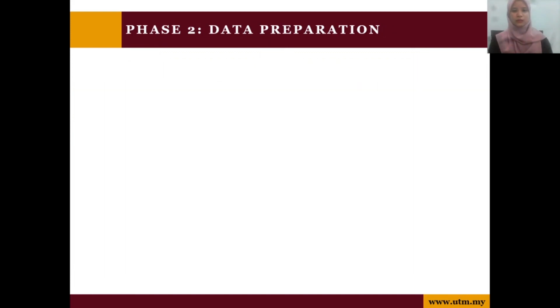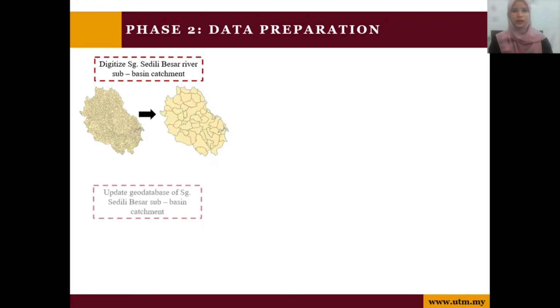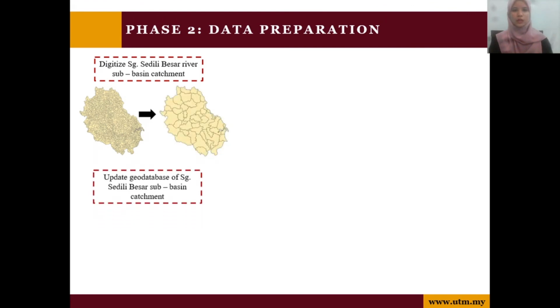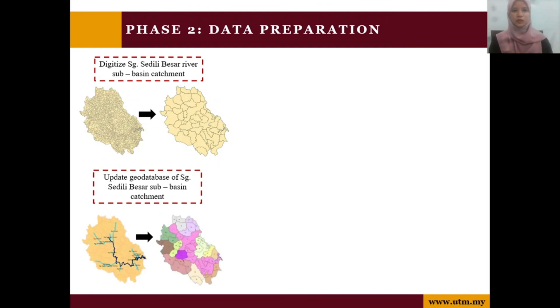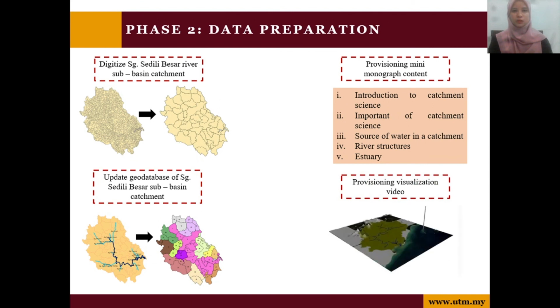In phase 2, it involves 4 tasks. The first task is to digitize the Sungai Sedilip Besar River sub-basin catchment by using ArcGIS. Next, to update the geodatabase of Sungai Sedilip Besar sub-basin catchment. This sub-basin catchment is renamed based on the nearest or nearby river. Next task is provisioning a mini monograph. This mini monograph contains 5 main sections, for instance, introduction to catchment science, importance of catchment science, source of water in a catchment, river structure and estuary. Last task in phase 2 is provisioning a visualization video using ArcScene.